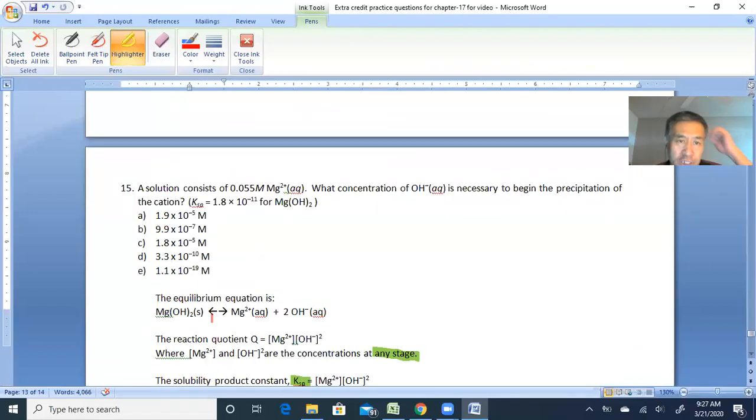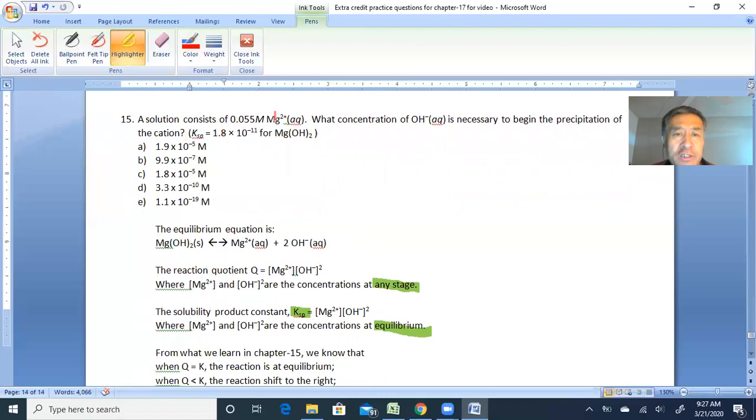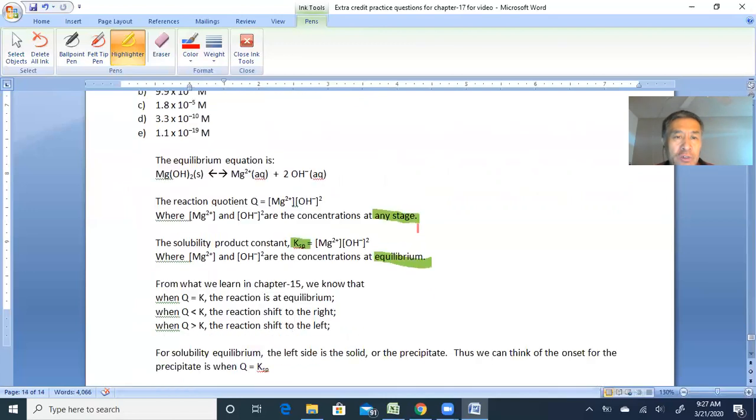Okay, so the last question: you have a solution with this much molarity of magnesium 2+ ion. Now it asks what concentration of hydroxide is necessary to begin the precipitation of the cation. They give you the Ksp for magnesium hydroxide, which is 1.8 times 10 to the negative 11. So you write the equilibrium equation for the magnesium hydroxide. The subscripts here become the coefficients here.